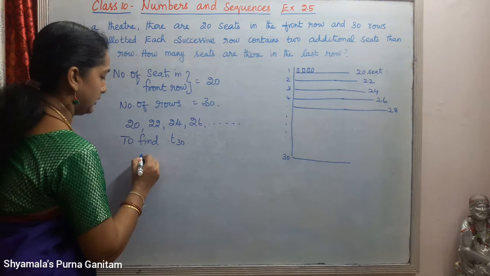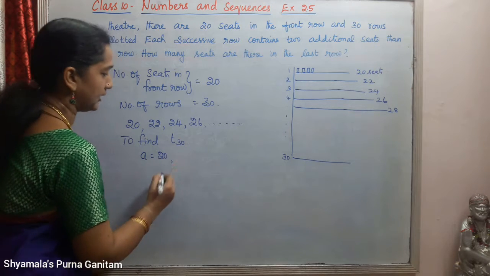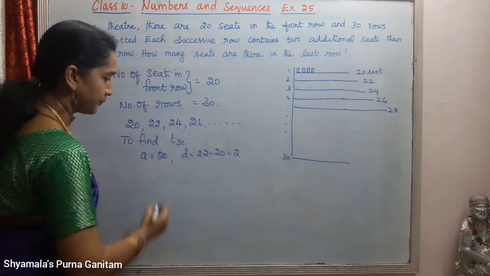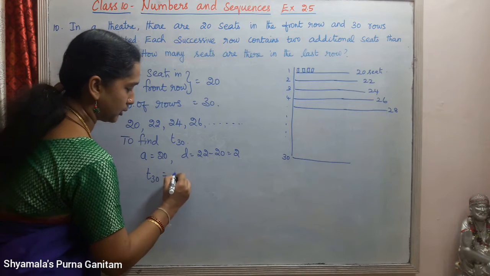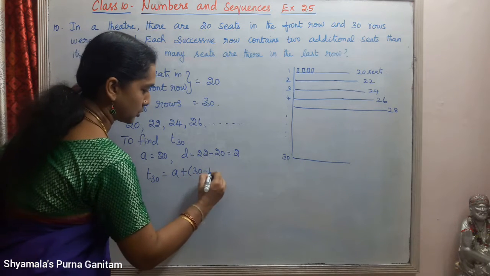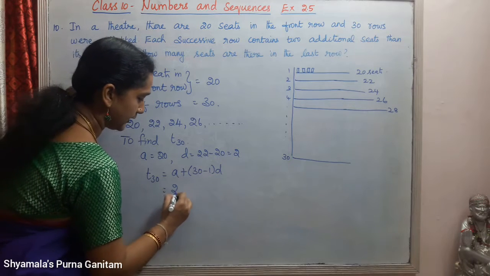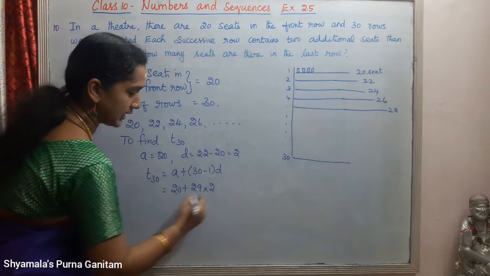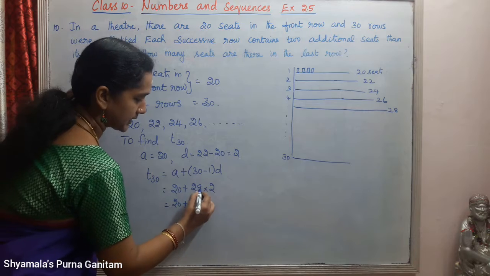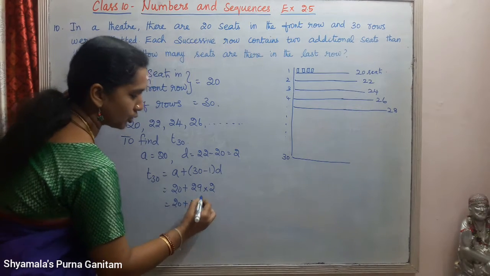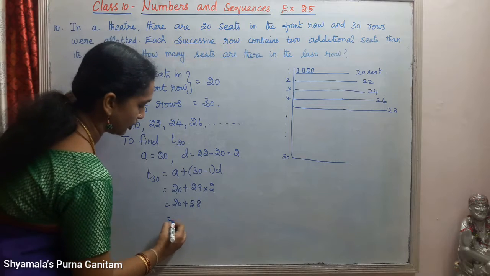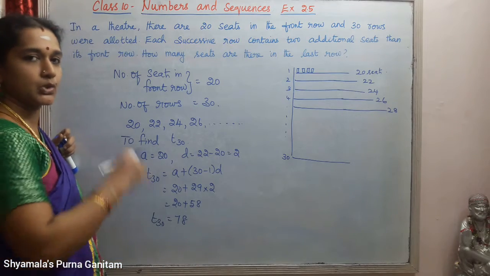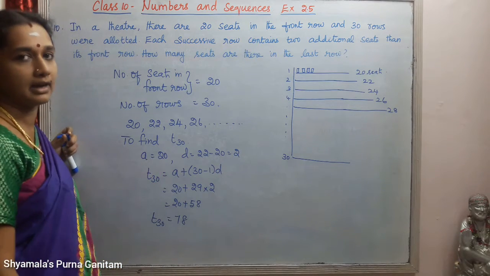So first term A is equal to 20 and D is equal to 22 minus 20, that is equal to 2. So T30 is equal to A plus 30 minus 1 into D. So A is 20 plus 30 minus 1 is 29 into difference is given as 2. So 20 plus 58. So number of seats in the 30th row is 78. So 78 seats are there in the last row.